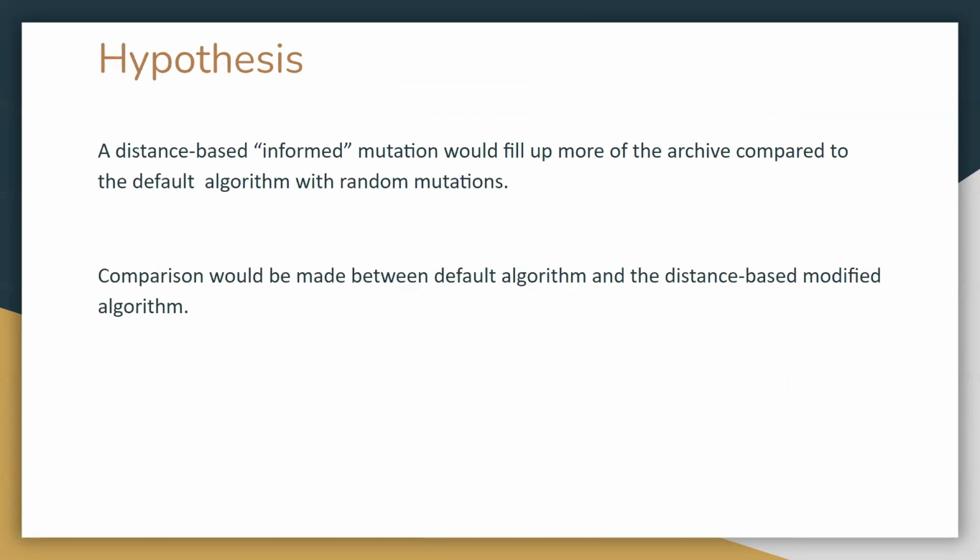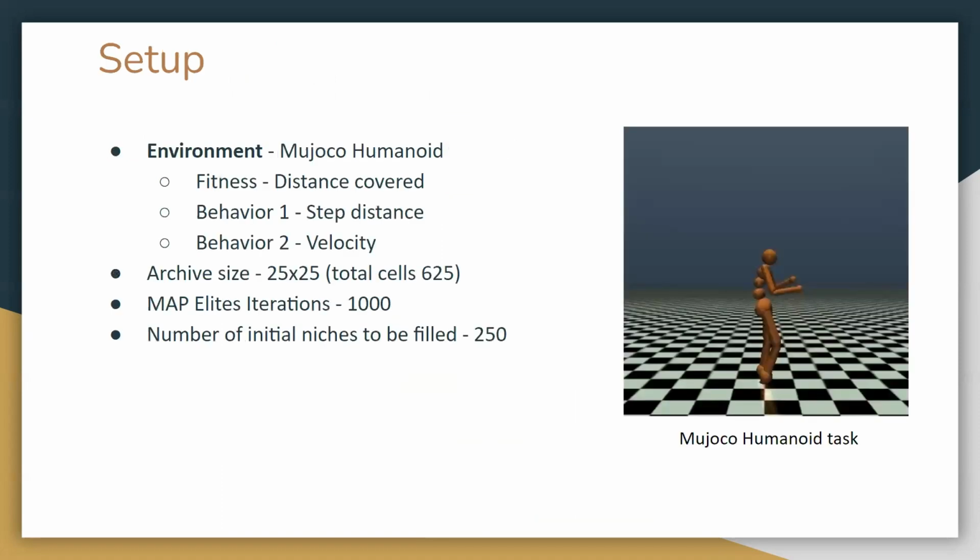My hypothesis was that this informed way of mutation would result in the archive filling up faster as compared to the default way with random mutations. For my setup, I have applied the default and the modified Map Elites versions on the humanoid walking problem in MuJoCo. The fitness metric for the walking humanoid is the distance it covers in a single run on average.